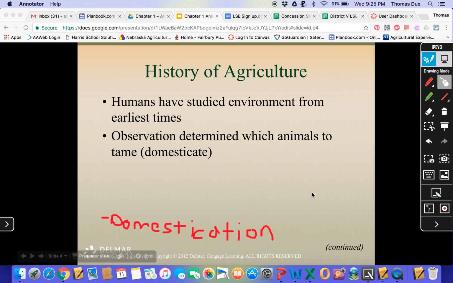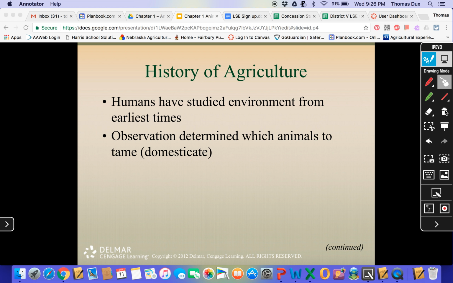Okay, so throughout history, humans have studied the environment from earliest times, and they observed and were able to determine which animals they wanted to tame or domesticate, which is the start of agriculture. And also, again, we had that Fertile Crescent area, but my next question was, well, how did humans get their food before agriculture? What did they do?